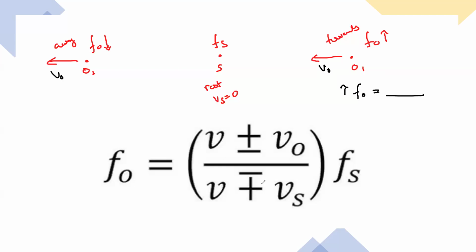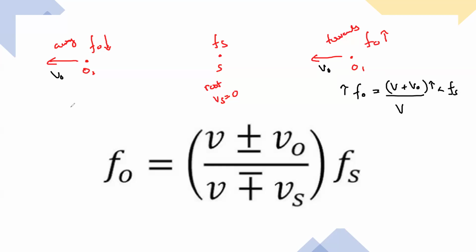Because the source is not moving, so this factor is 0. So it will be Vs. Now what I should do, because I want to increase, the f naught will increase. So in that case, how can it be increased? If the numerator increases. So we'll add V plus V naught.